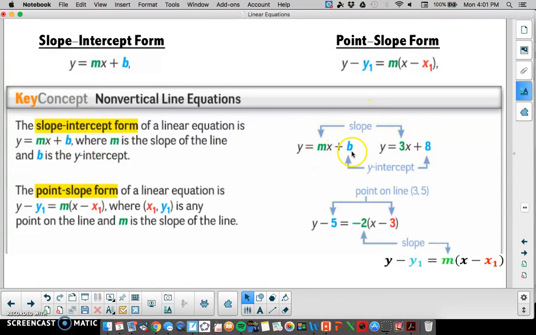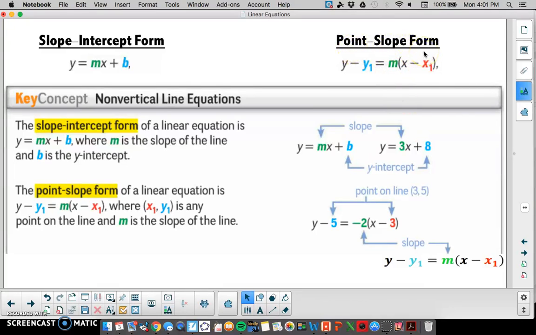Now, in the form of the equation, we have y equals 3x plus 8. So 3 would be your slope, and 8 is the y-intercept. That actually represents the point 0, 8. So if we were to plot that point, that would be our y-intercept.